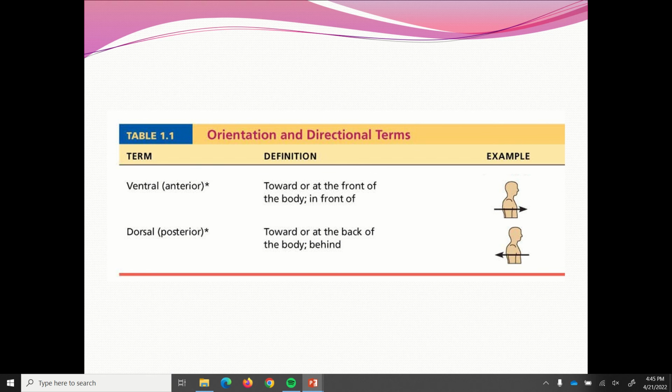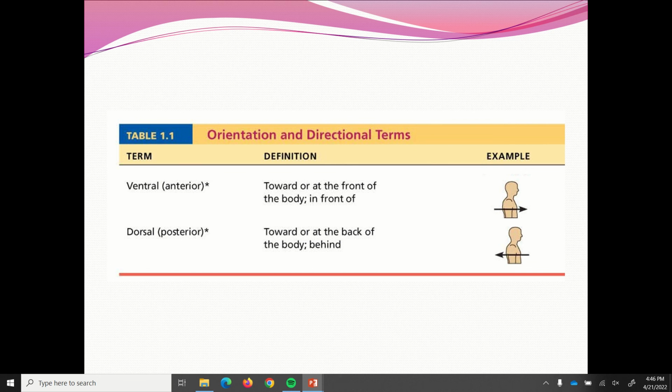In a human, the ventral belly is anterior. Anterior means toward or at the front of the body, in front of. In a human, the posterior is dorsal because posterior means toward or at the back of the body, behind. So ventral and anterior are synonyms in humans because our belly faces forward. Dorsal and posterior are synonyms in humans because our posterior faces back.